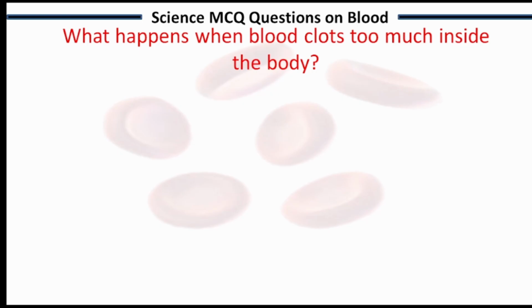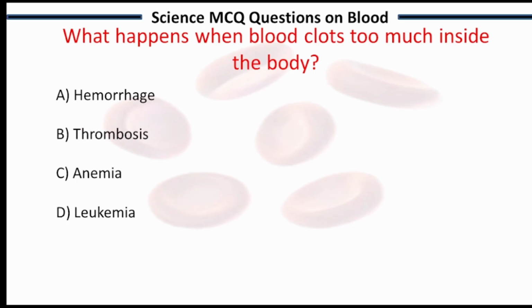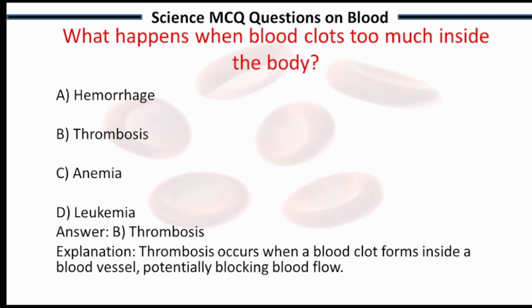What happens when blood clots too much inside the body? A. Hemorrhage, B. Thrombosis, C. Anemia, D. Leukemia. Right answer is thrombosis. Thrombosis occurs when a blood clot forms inside a blood vessel, potentially blocking blood flow.